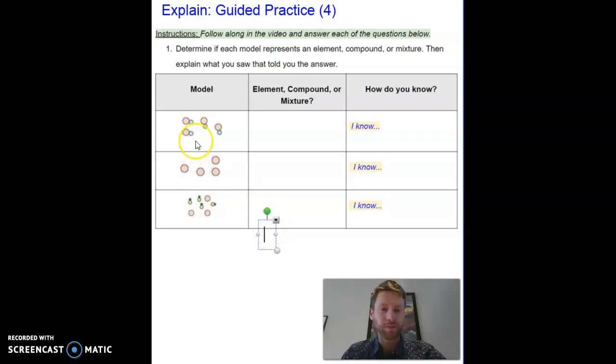So for this first one, let's take a moment and look at the model. Notice we have a red circle and a blue circle attached, and it looks like all four of those are the same. So go ahead and take a moment and type in your answer. The correct answer is a compound. How'd I know? Well, I knew because all four are identical clusters made up of two or more different types of atoms. In this case, we have two different types of atoms. We have the red circle and the blue circle, and all four clusters are identical. In your own words, type that into the how do you know box.